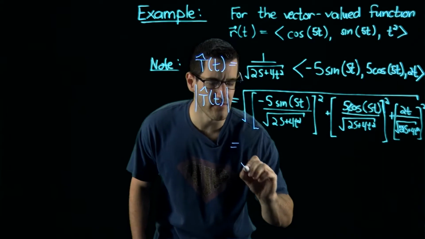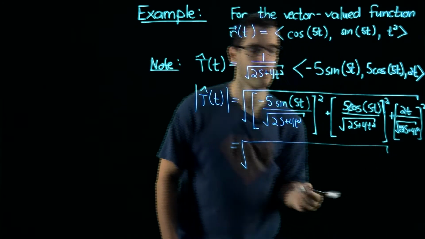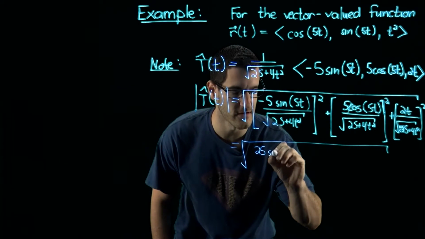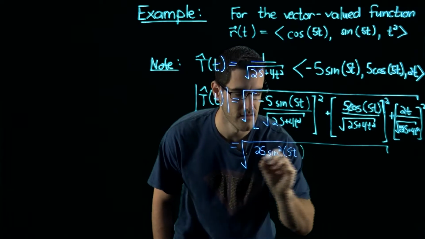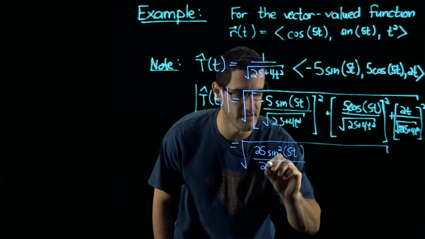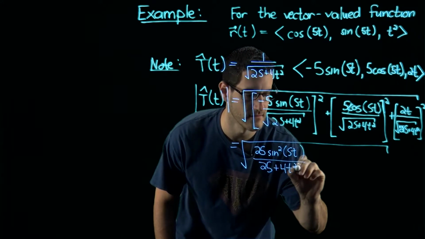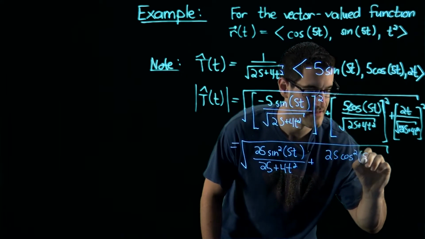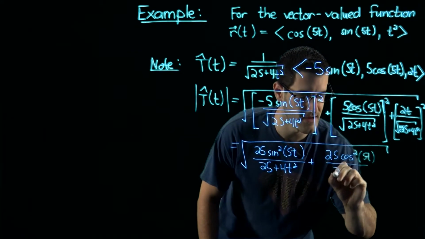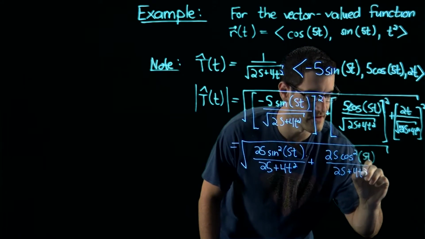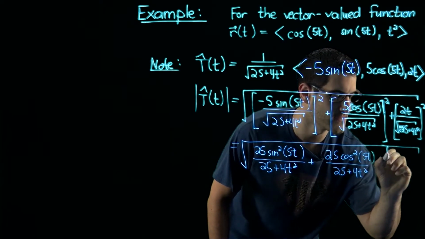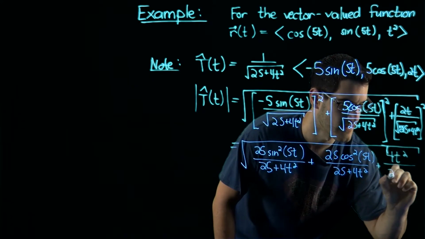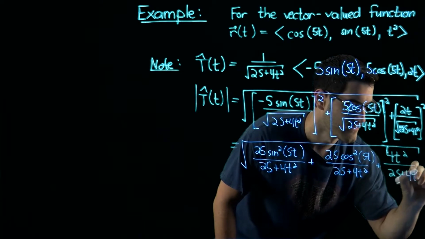So when we square all of this, what happens? Well, we square the numerator, we get a 25 sine squared of 5t. Square the denominator, we just get a 25 plus 4t squared. Square the numerator, get a 25 cosine squared 5t. Square the denominator, get a 25 plus 4t squared. And last but not least, we'll square the numerator, 4t squared. Square the denominator, 25 plus 4t squared.